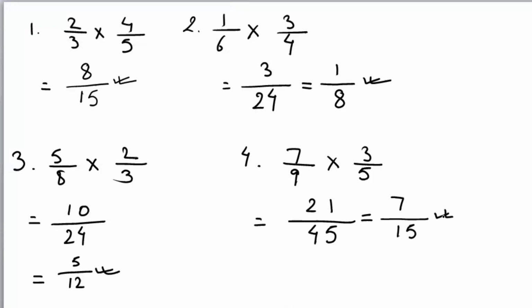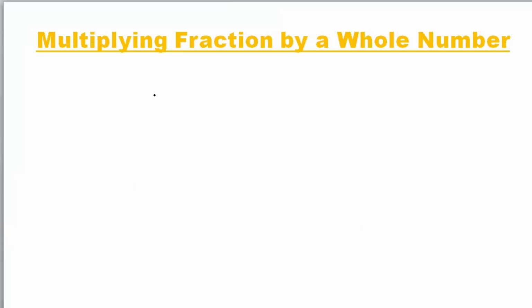Okay. I hope till now it's clear how we can multiply the fractions. We have to multiply the numerators and then multiply the denominators, and after that simplify it if needed. Now we will see how we can multiply a fraction by a whole number. That was multiplying a fraction with a fraction. Now it is multiplying a fraction by a whole number.